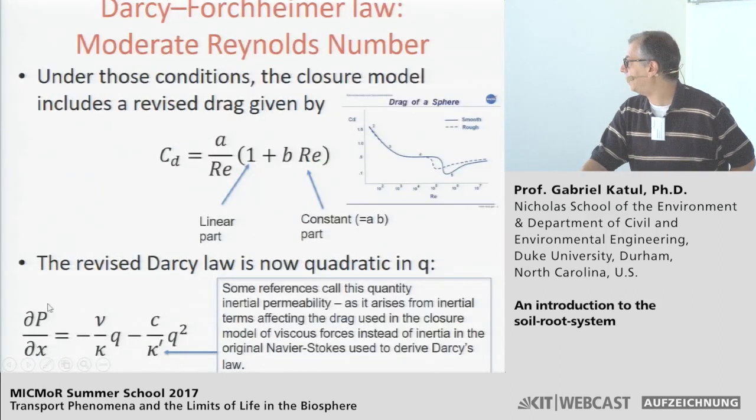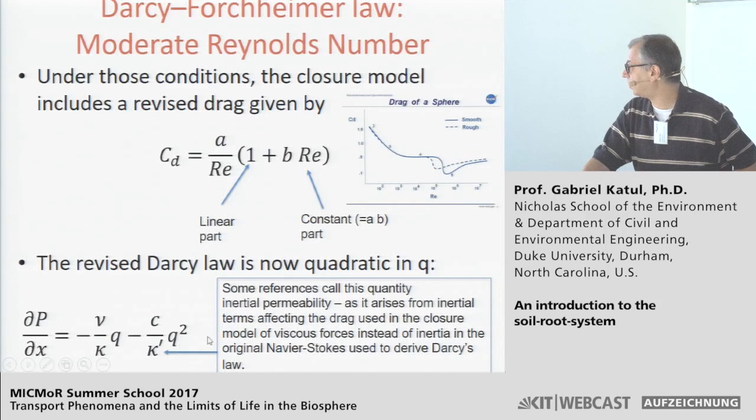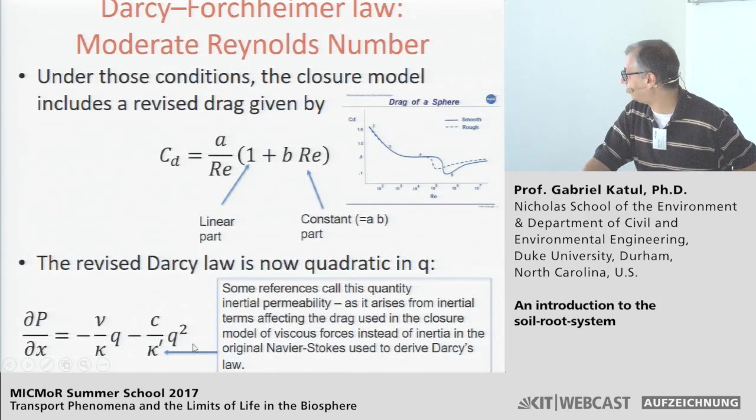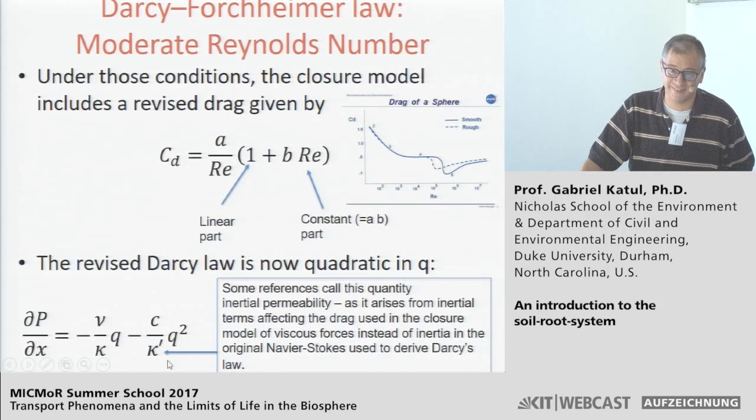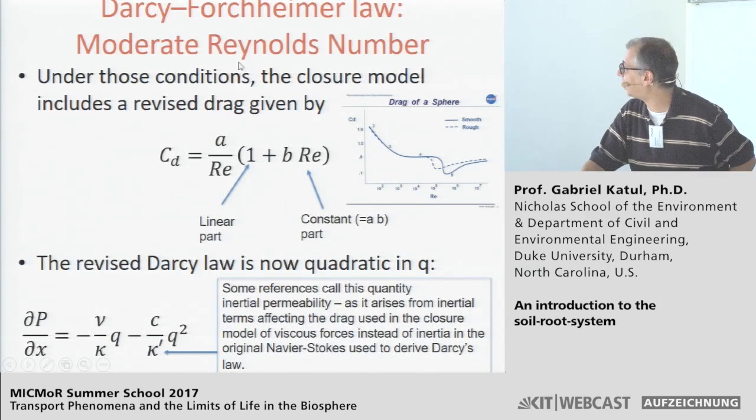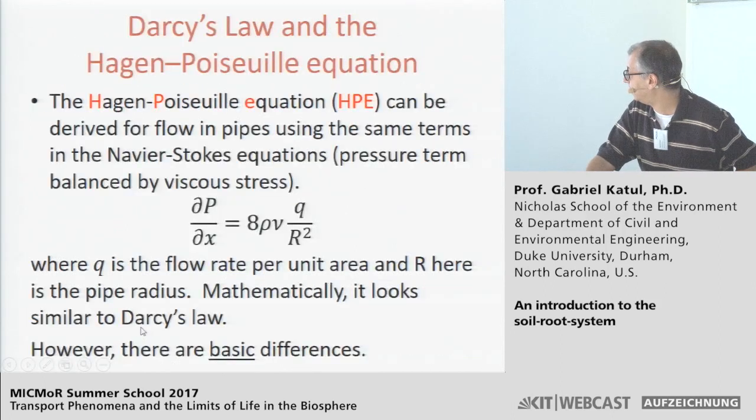Okay, so basically this could be viewed as a correction to Darcy's law. So now you have to almost solve a quadratic equation if you know the pressure gradient, or the opposite. Okay, so fine, and now you have two unknowns, K and K prime, that you have to deal with. So the Forchheimer correction to Darcy's law requires another constant.